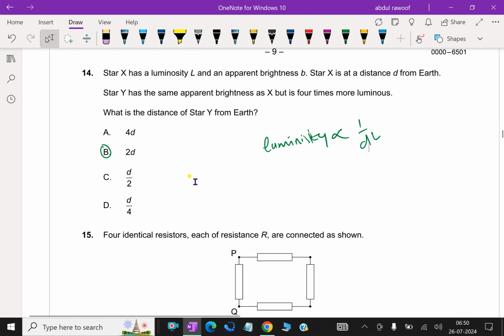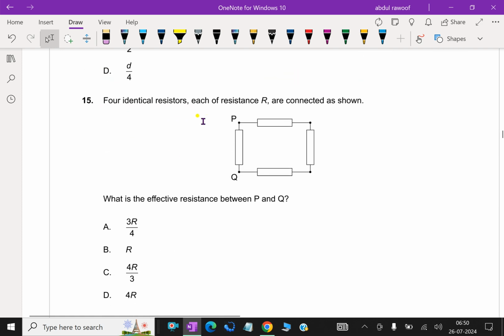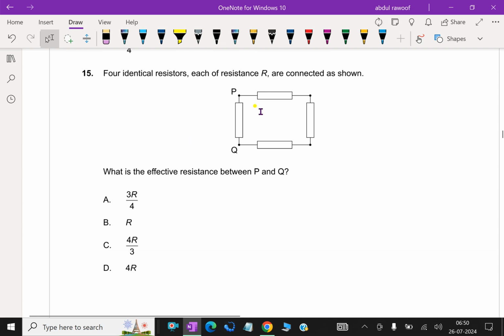Next one, 4 identical resistors, each of resistance R, are connected as shown. What is the effective resistance between the terminals P and Q? First, these 3 resistors are in series. That combination is in parallel with this resistance. So first for these 3 resistors, effective resistance 1 equals R plus R plus R. These are in series, that is 3R. This 3R resistance is in parallel with R.